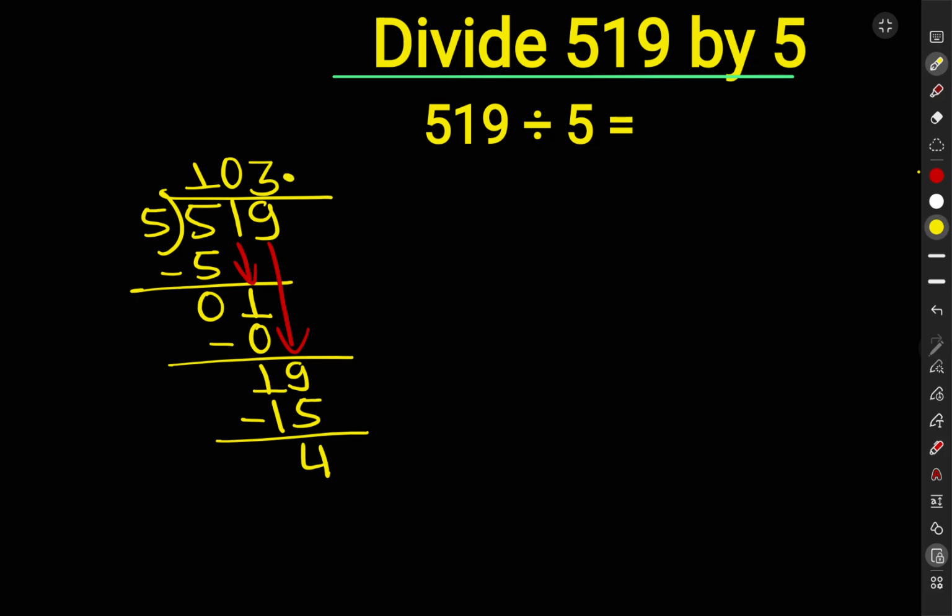So we take a decimal here so that we can put 0. So it is 40, and 5 times 8 is 40. On subtracting we get 0. So 519 divided by 5 is 103.8.